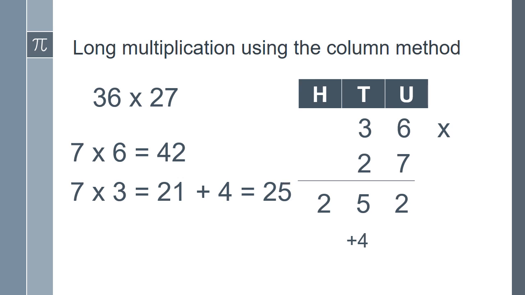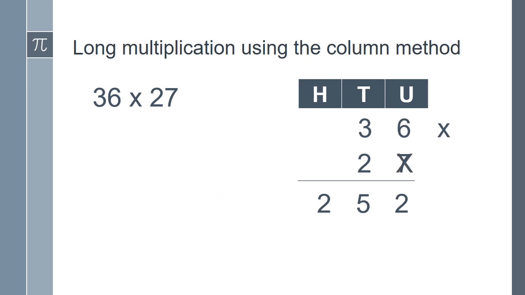And then we're done with the 7. So we cross that out to remind ourselves that we're done with that one. And we put in what's called a placeholder. That's a 0. And all that does is remind us that we're now working with the tens column. And it'll make sure that all our numbers are in the right place.